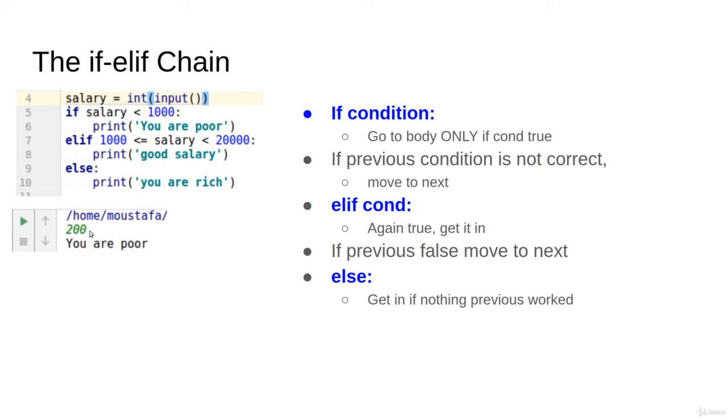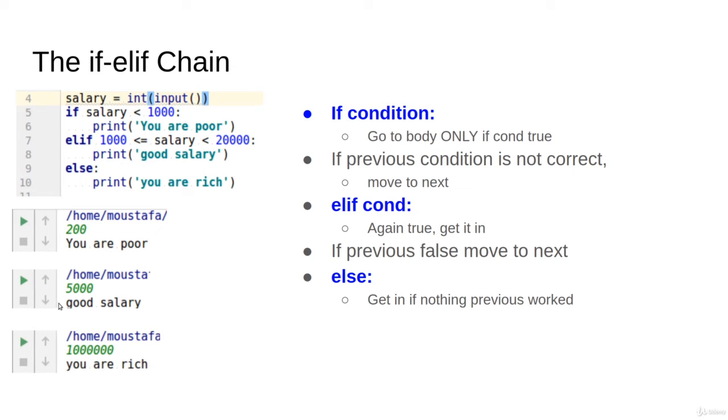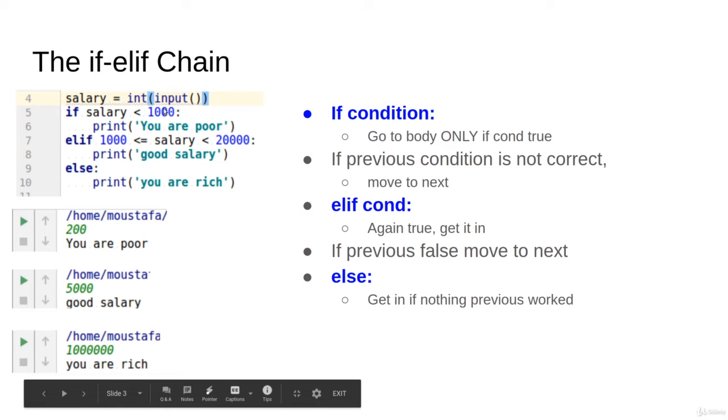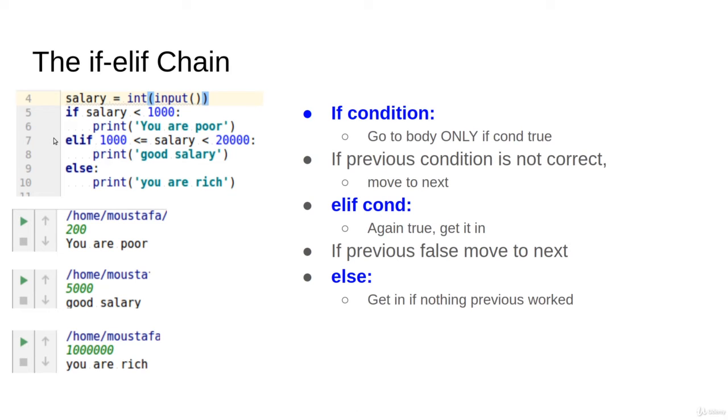If you entered here, for example, 200, if 200 is less than 1000, the program will print line number 6, you are poor, and that's it. But for example, if we enter 5000, if 5000 is less than 1000, false, it jumps to line 7. If 5000 is between 1000 and 20,000, yes, it goes to its block of code and prints good salary. Finally, if we enter something like 1 million, is 1 million less than 1000? No, it jumps to line 7. Is 1 million between these two numbers? No, it jumps to line 9. Else, it's going to execute anyway, so it's going to print you are rich.